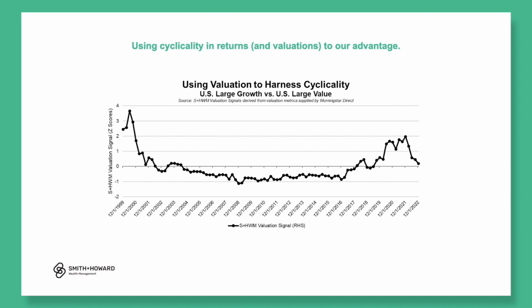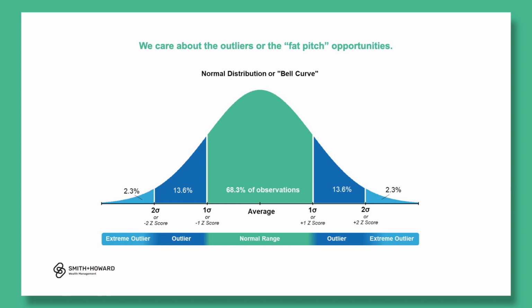The y-axis on the left-hand side of this chart has numbers above and below 0, and our valuation signal is called a z-score. At the risk of giving everyone painful flashbacks to high school, let's spend a second on how to understand what those scores mean. Hopefully this bell curve is vaguely familiar.